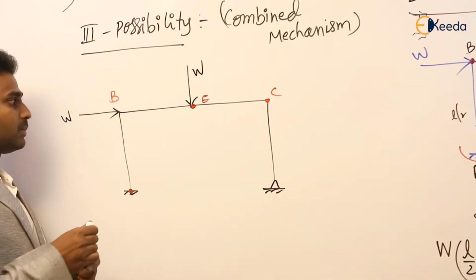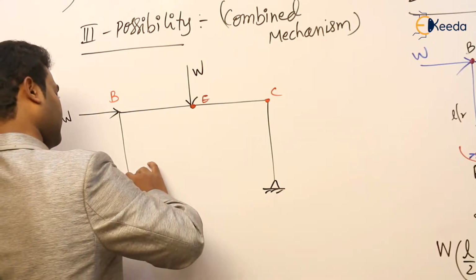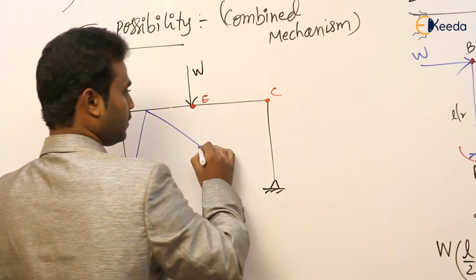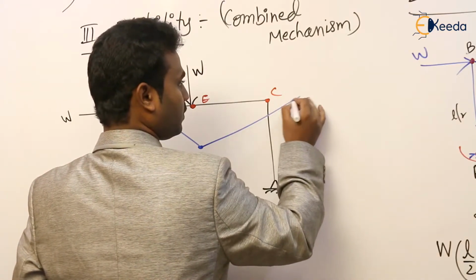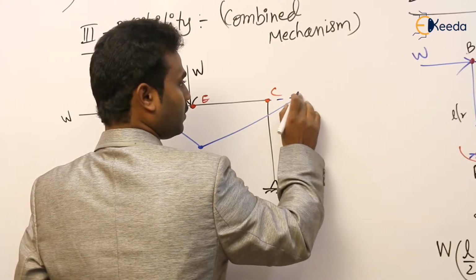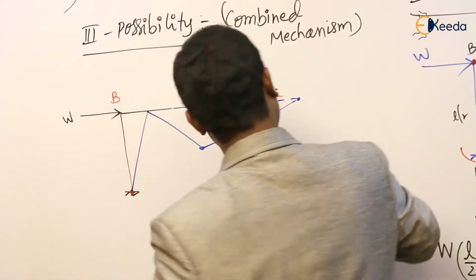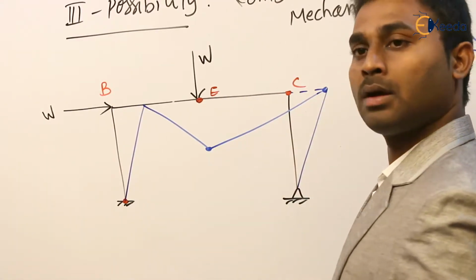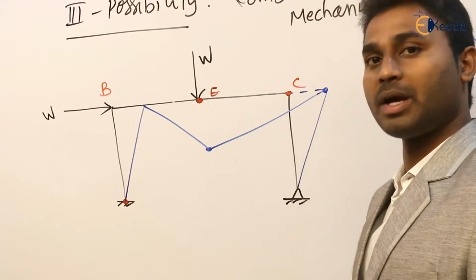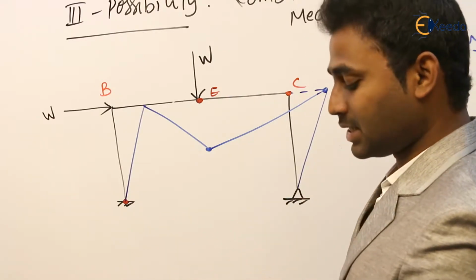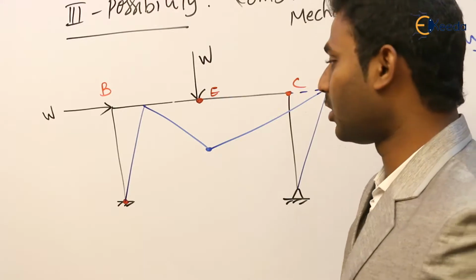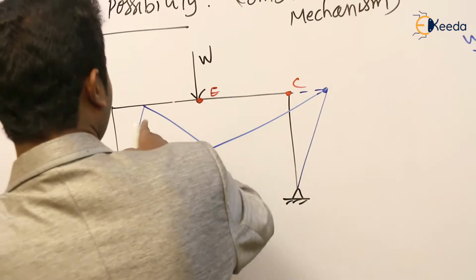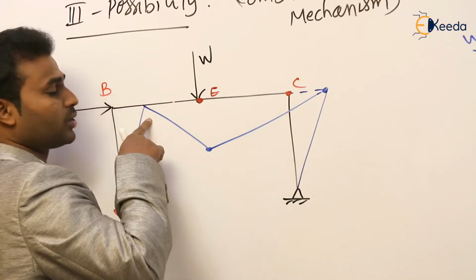So how is the deflected shape? So this is the deflected shape of that given frame in the combined mechanism. Now wherever the plastic hinge is formed, at all those locations MP will develop. So here MP will develop. Here the plastic hinge is not formed, so no need to consider MP here. Okay.